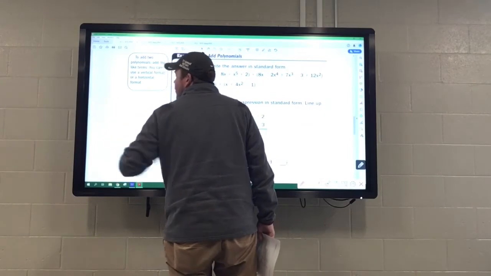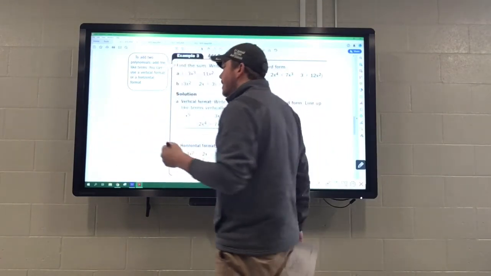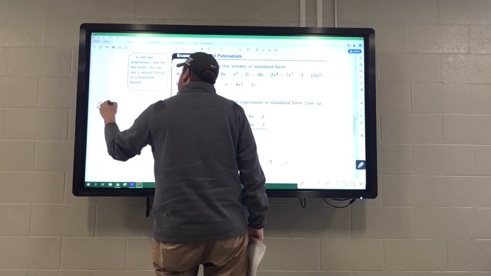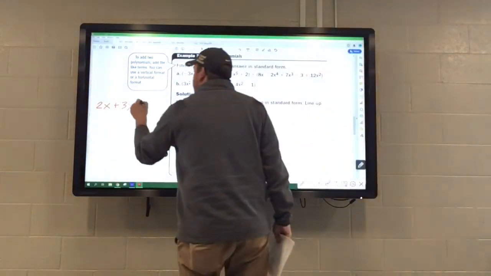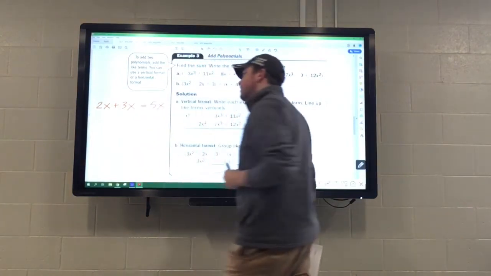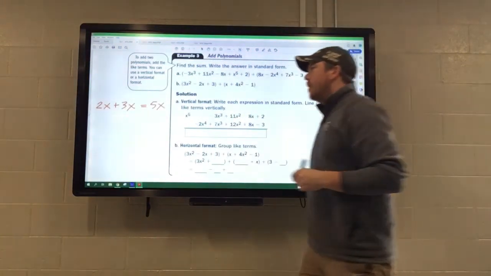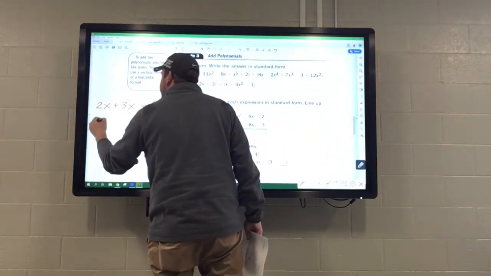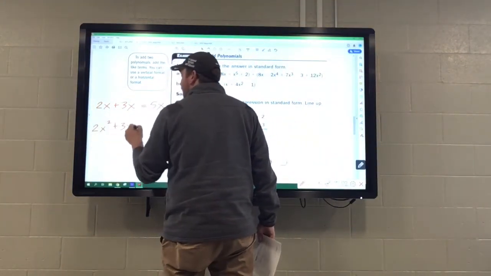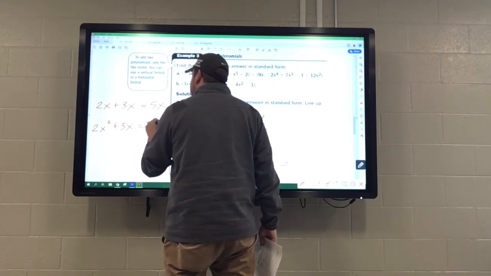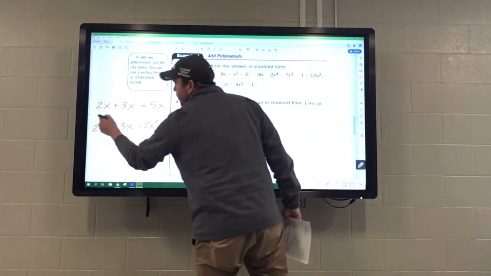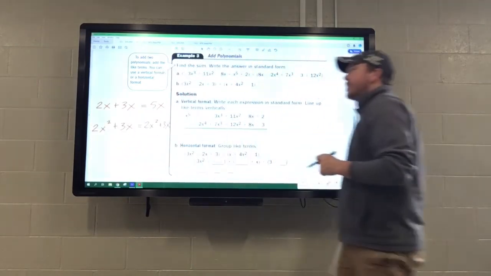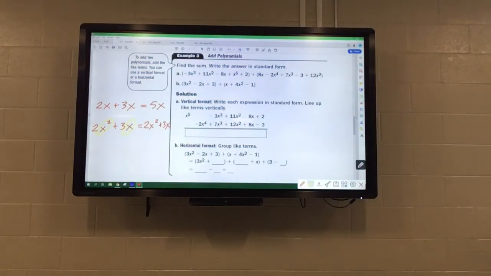We can combine two terms when they have the same variable raised to the same power. So for instance, if I want to do 2x plus 3x, we can do that. We just call it 5x. All right? But if I have something like this, 2x squared plus 3x, I cannot combine those because they are not like terms. And the reason they're not like terms is because we have an x squared and an x. So you can only combine like terms if they have the same variable raised to the same power.